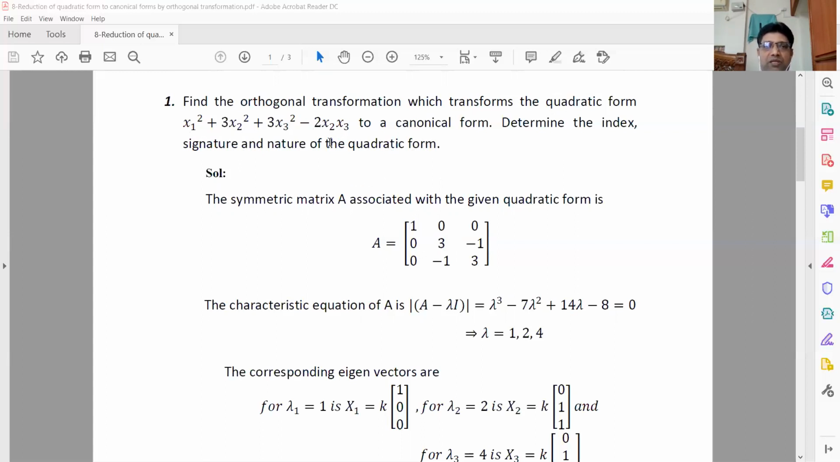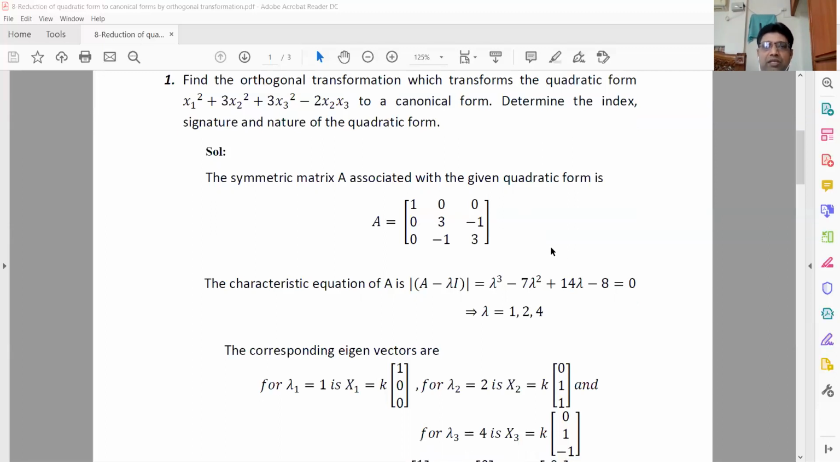So -1 serves for the second row, third column, this entry. And for the third row, second column, the next half part, -1. And the remaining terms are missing here, right? They are not supplied, therefore automatically you have to fill up the remaining entries with 0. So this is the matrix.